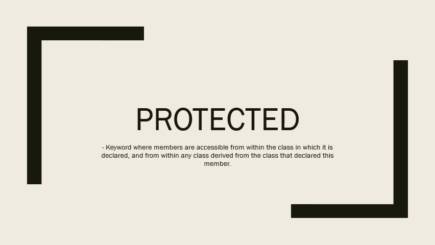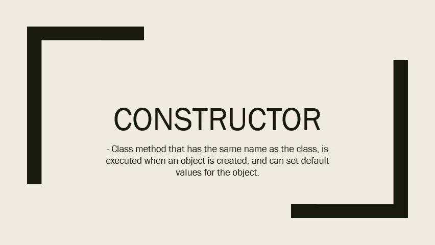Protected, keyword where members are accessible from within the class in which it is declared and from within any class derived from the class that declared this member. Constructor, class method that has the same name as the class, is executed when an object is created and can set default values for the object.